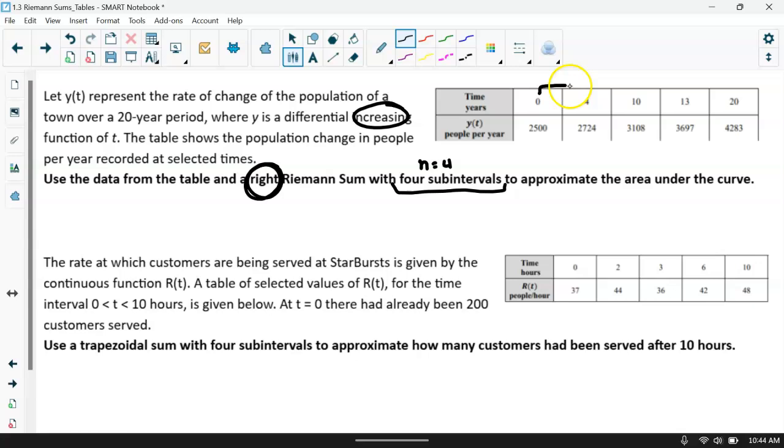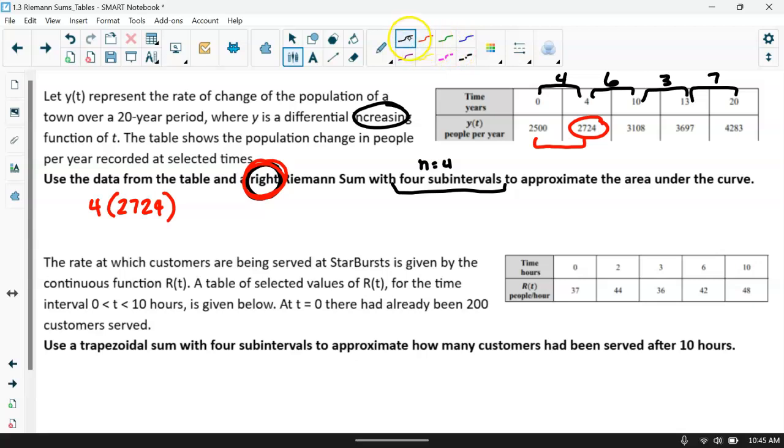So again, we need the width. So here's 4. Oop, but notice this is 6. Notice that this subinterval is 3, and the 4th subinterval has a width of 7. So notice they're not all the same. Now, keep in mind, we're still going to use the right Riemann sum theorem. So like for the first subinterval, what value are we going to use? 2,724. So the width is 4 times the height, which is 2,724, because that's the right side.